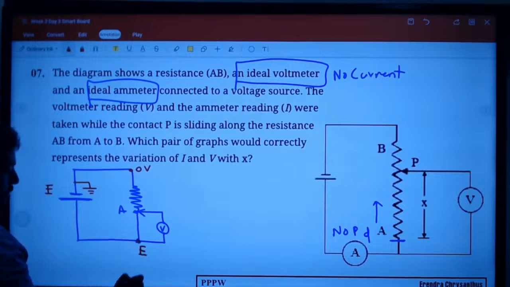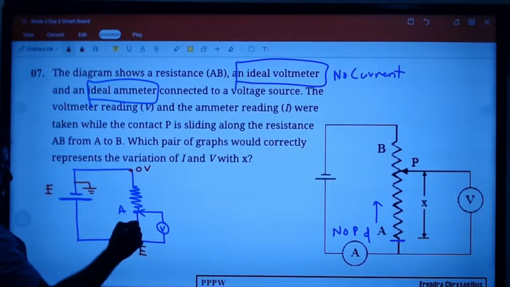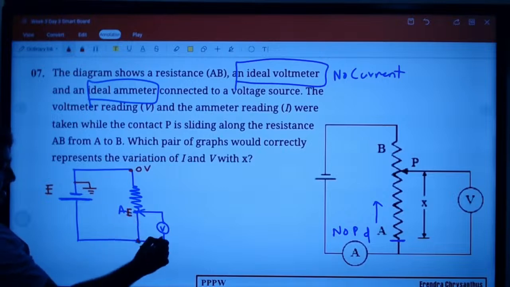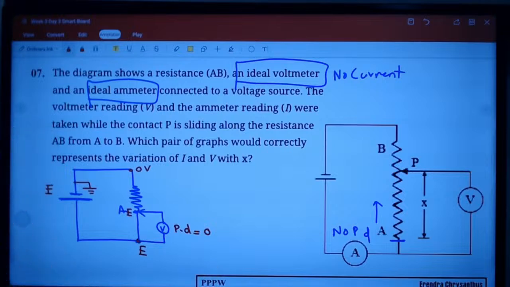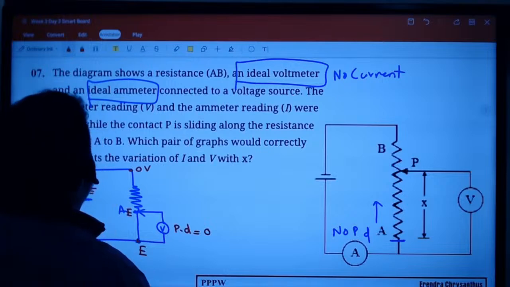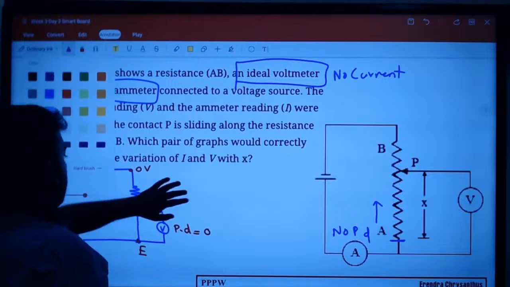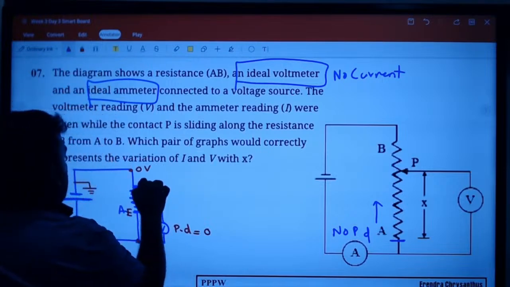Look at the board now. Here there is no resistance, here also E. So what's your potential difference? The potential difference is going to be 0. Look at the board carefully. Right. Then what? I'm moving it up to B.